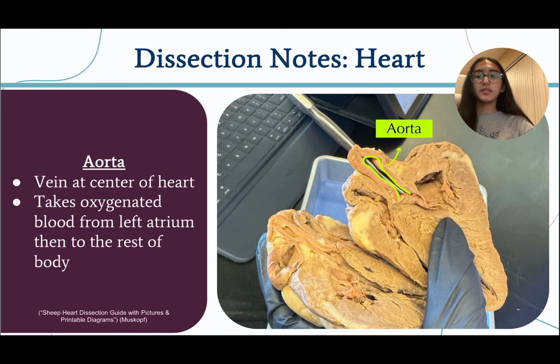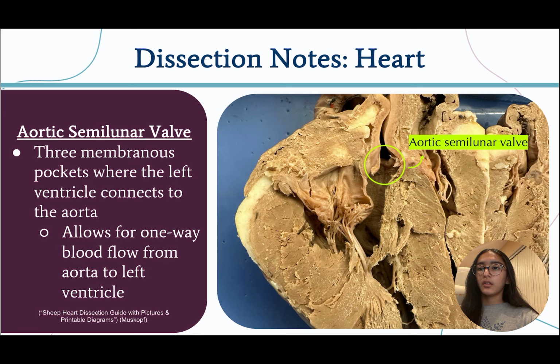So the aorta is another vessel which is at the center of the heart, and what it does is that it takes the oxygenated blood from the left ventricle and pumps it to the rest of the body. Now between the left ventricle and the aorta, there's also an aortic semilunar valve, and that's what allows for the one-way passage from the left ventricle to the aorta, and it's also three-membranous.